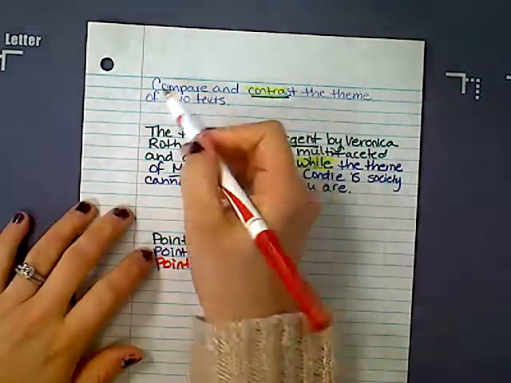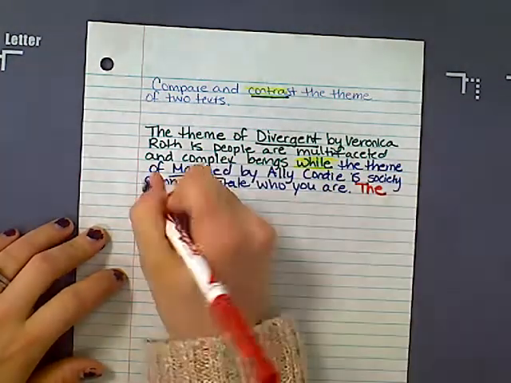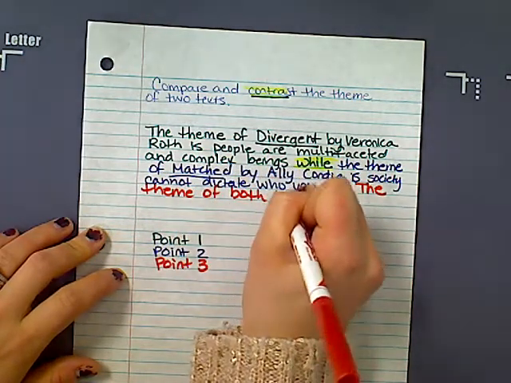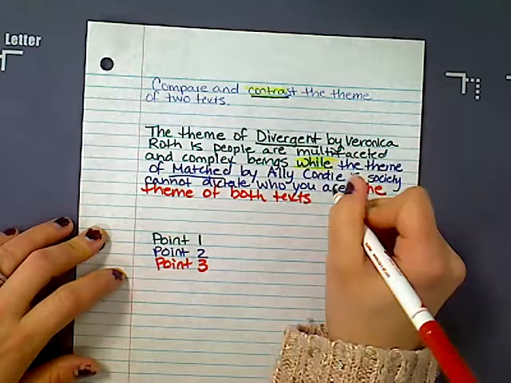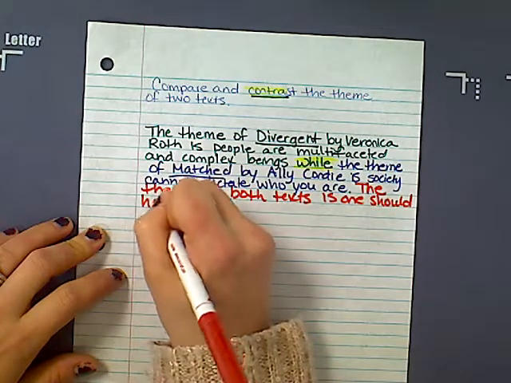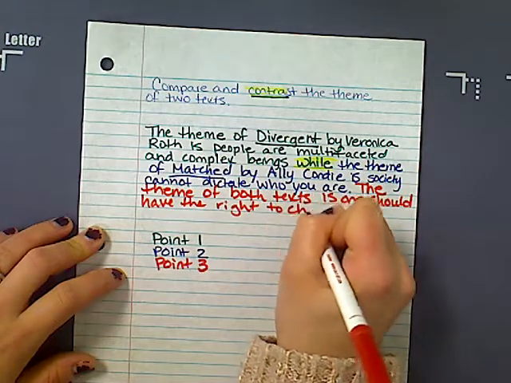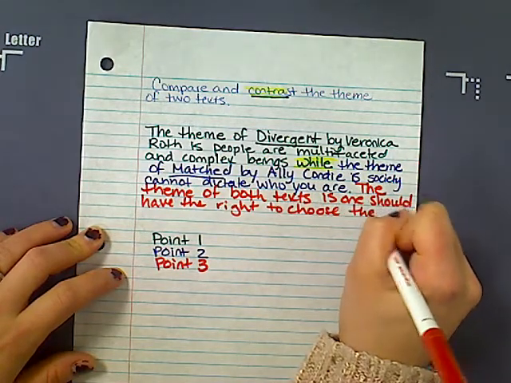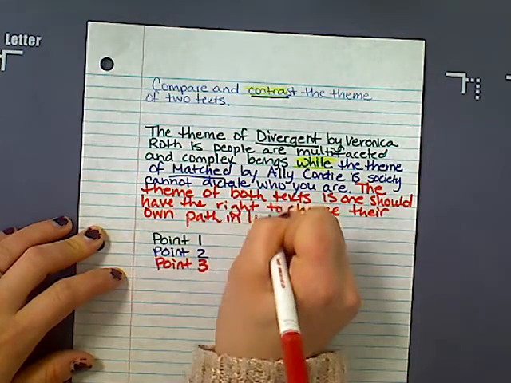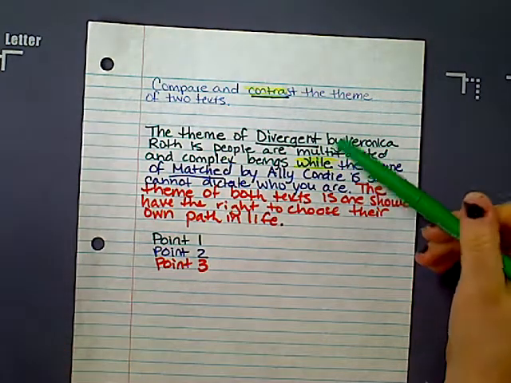And this time, since I'm comparing, I'm going to find a commonality. Again, I'm analyzing both, so then I'll just say the theme of both texts is one should have the right to choose their own path. So clearly I've shown that the order of my points matter.